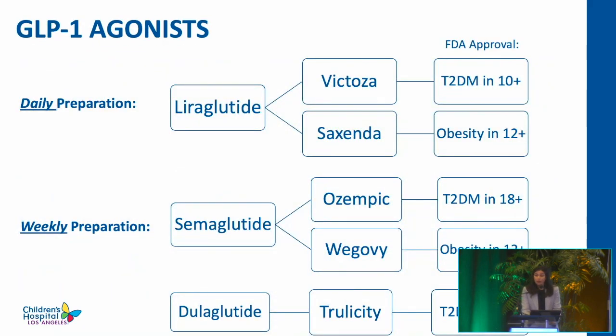So there are daily preparations and weekly preparations of the GLP-1 agonists, and you can see that some are specifically FDA approved for obesity and some are approved for type 2 diabetes. Nevertheless, we use many of them that are approved for type 2 diabetes off-label for the treatment of obesity.